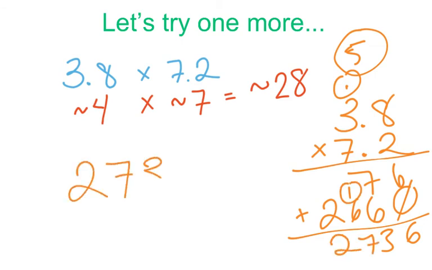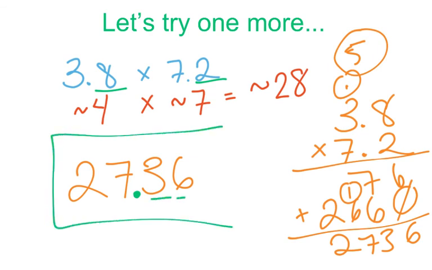So here are all my digits. I need to put my decimal somewhere that makes my answer close to 28. I think it's going to be right here. I'm going to check. I have 1 number after my decimal point, 2 numbers after my decimal point, 1, 2. Yep, there's my final answer.